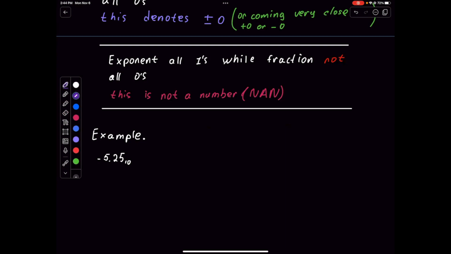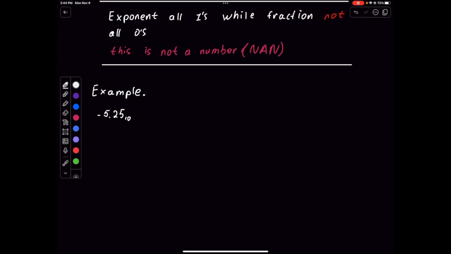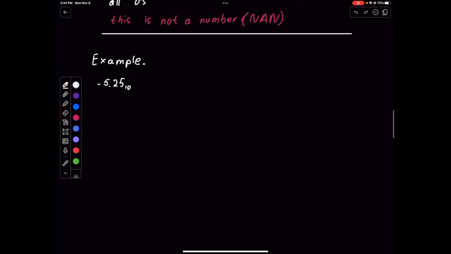All right, so I have an example over here of a decimal value, negative 5.25. We're going to convert that to floating point representation. Now, how are we going to do that? Let's write down everything that we need for the chart: the sign bit, the exponent bit, and the fraction, frac.